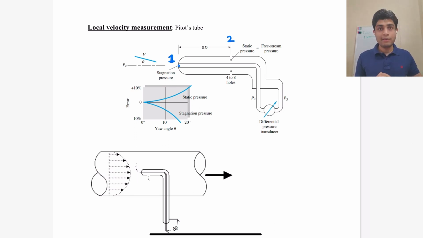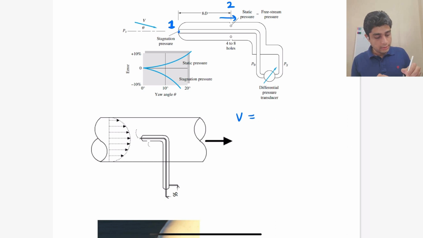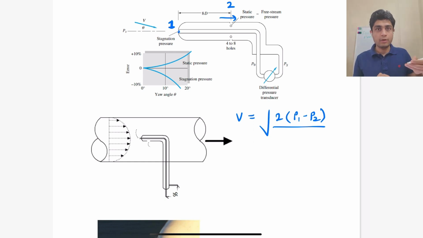The point at 1 is just a stagnation point, so it measures the stagnation pressure in the fluid, while at point 2 the flow is passing over it, so point 2 just measures the static pressure. And using the Bernoulli equation between point 1 and 2, we can find the velocity of the fluid from this pressure difference. The velocity is simply the square root of 2 times the pressure difference between the stagnation point 1 and the static point 2, divided by the density of the fluid. So this pitot tube can be easily used to measure the local fluid velocity.